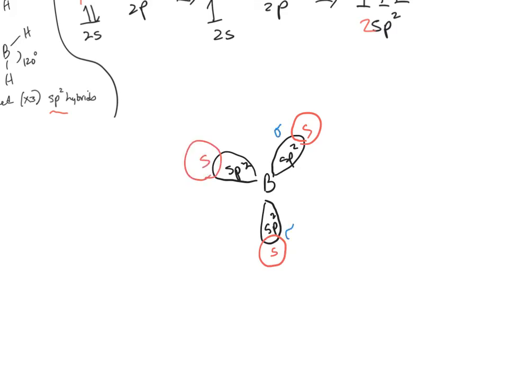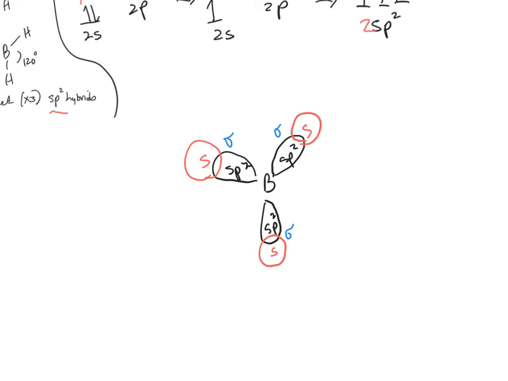Label each one as a sigma bond, and that's going to be boron hydride. Looks a little funny though, right? But that would be the correct answer for the hybridization. It gives the correct geometry.